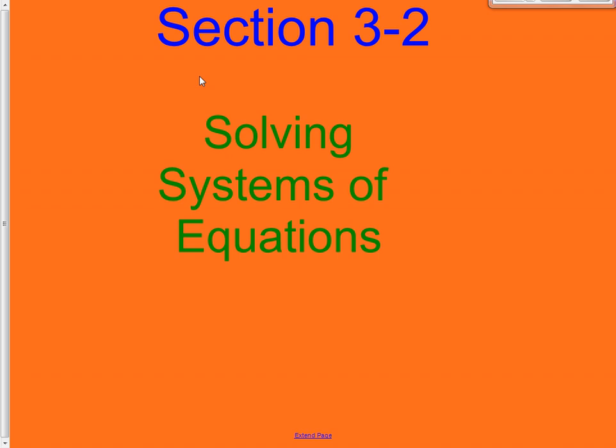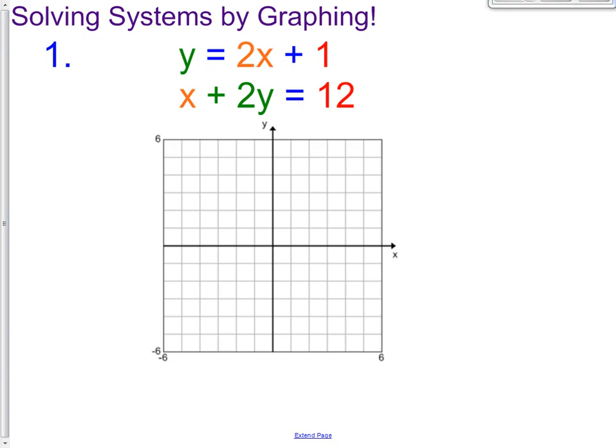There's three ways to do this. We could solve by graphing, solve by substitution, and solve by elimination. We're going to go over all three of those in this video lesson. So the first one is graphing. Solve these systems by graphing.